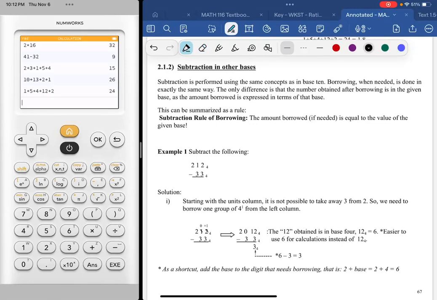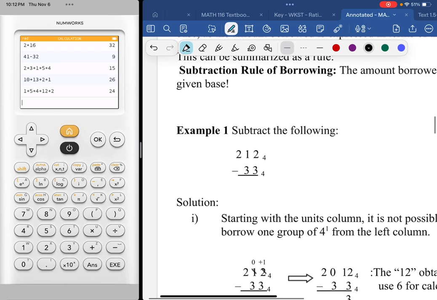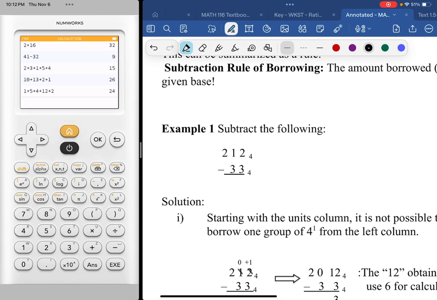All right, so when we're subtracting in other bases, we're going to borrow, or we might need to borrow, like we would in a base 10 system. The only difference is when you're borrowing, you're not borrowing 10 from the next place value. You're only borrowing an equivalent number to the base that you have, right?